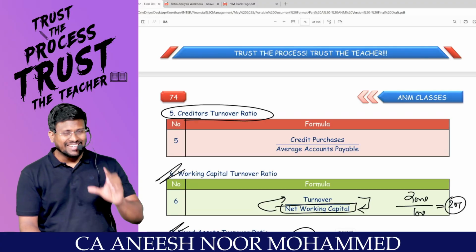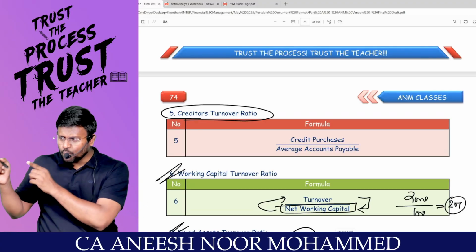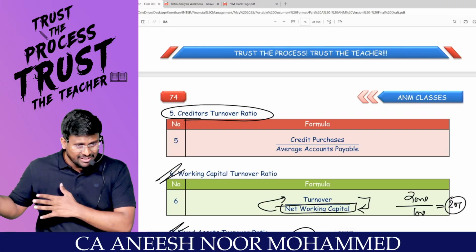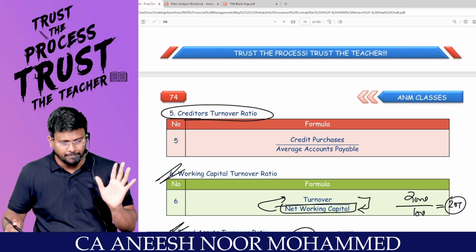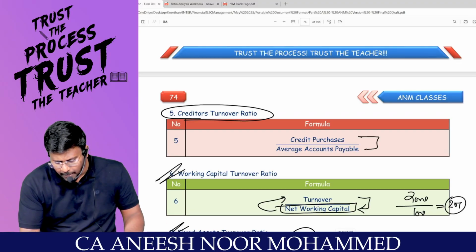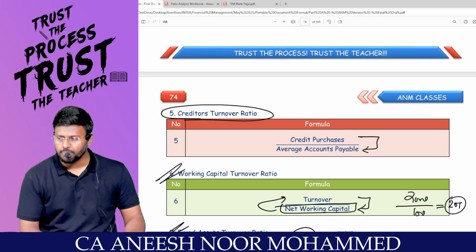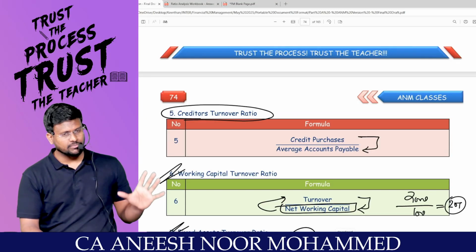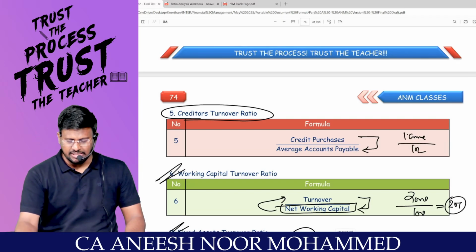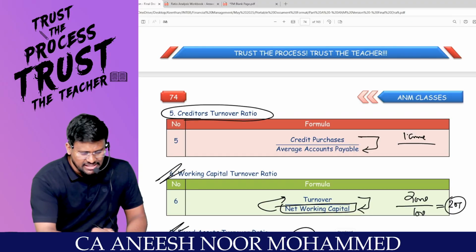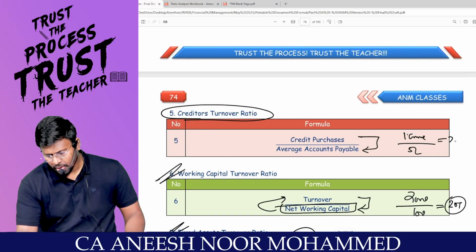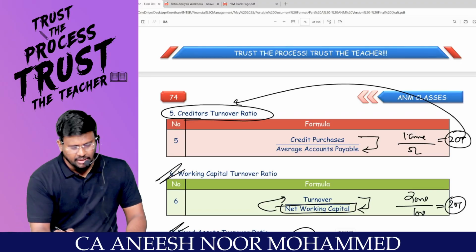And if I make credit purchases, my dear lovable students, creditors will come. Correct? Creditors turnover ratio means after goods are supplied by the creditor, within how much time I have paid. That is the creditors payment period. In a year, how many times have creditors been rotated? That's credit purchases divided by average accounts payable. For example, I have made total credit purchases of 1 crore, and 5 lakhs is the average accounts payable. 1 crore divided by 5 lakhs comes to 20 times is the creditors turnover ratio.